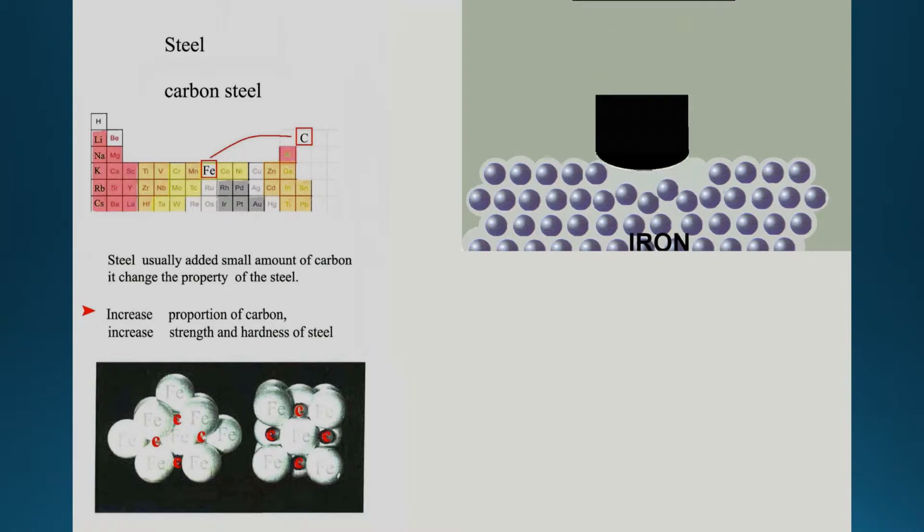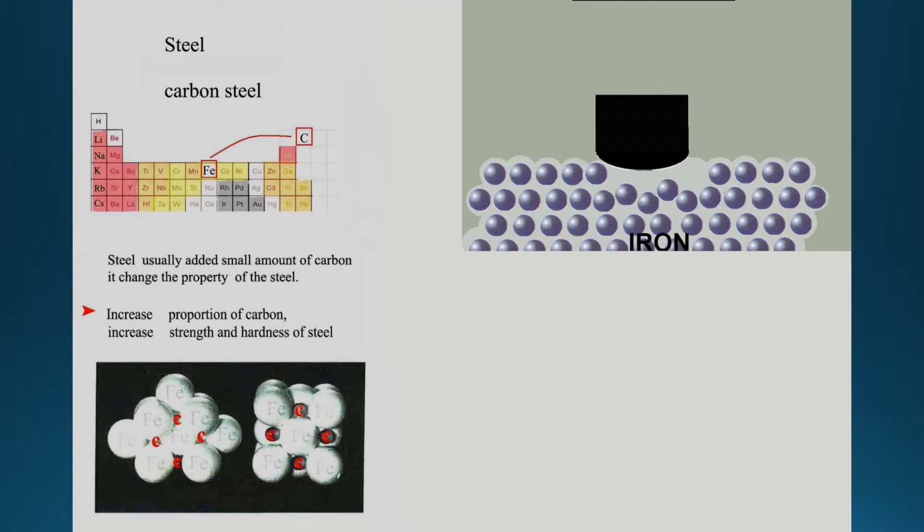When you drop these heavy things onto the iron, remember, iron has this nice slippery plane, so the atoms can bend and move. The iron atoms can bend and move. So now they change shapes. They're not very hard.